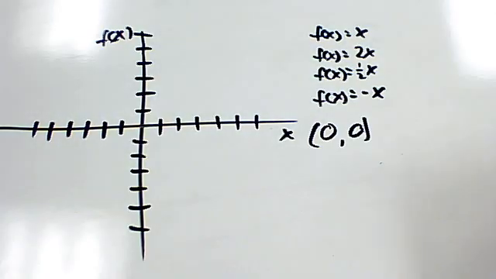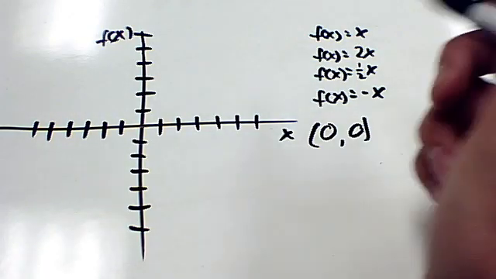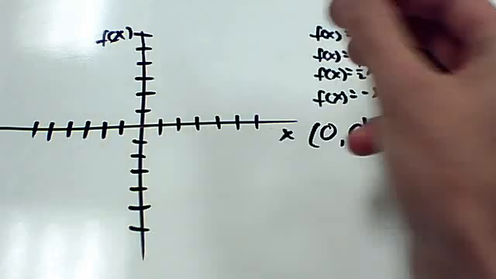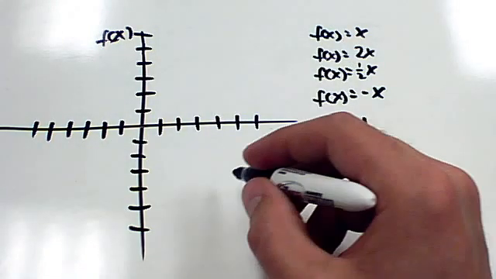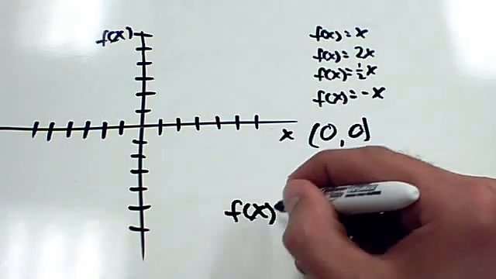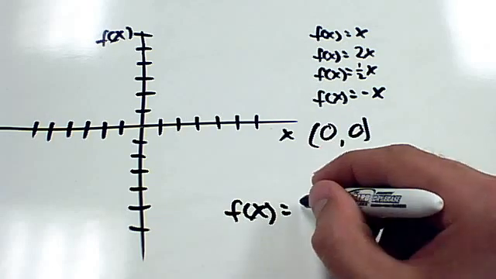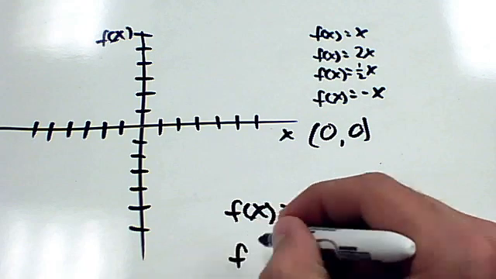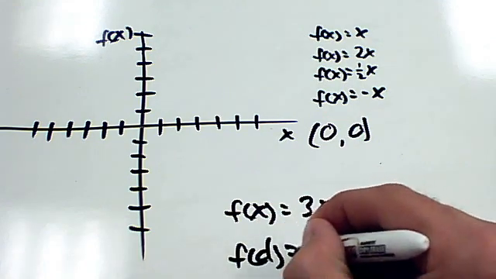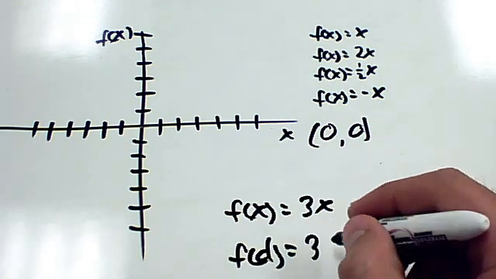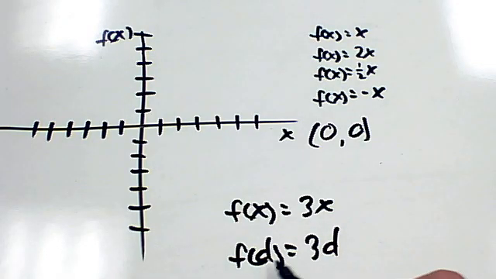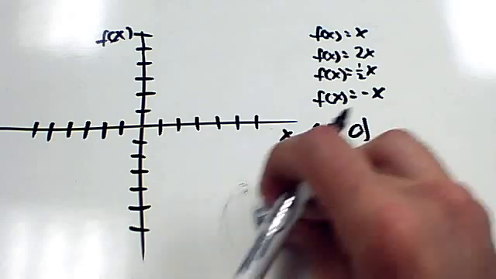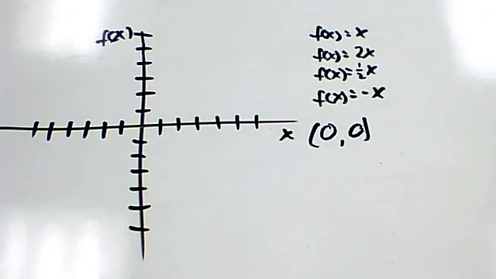Okay, f of x is just the same thing as y, essentially. It's saying a function in terms of x. If we had a function f of x equals 3x or something, it's going to be a function in terms of x. If we had a function that said f of d is equal to 3d, notice the variables are the same. So that's kind of what that means. Okay, sorry to go off on that tangent.